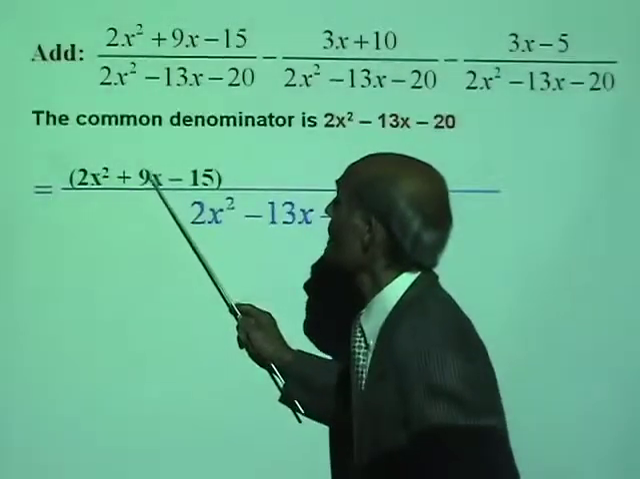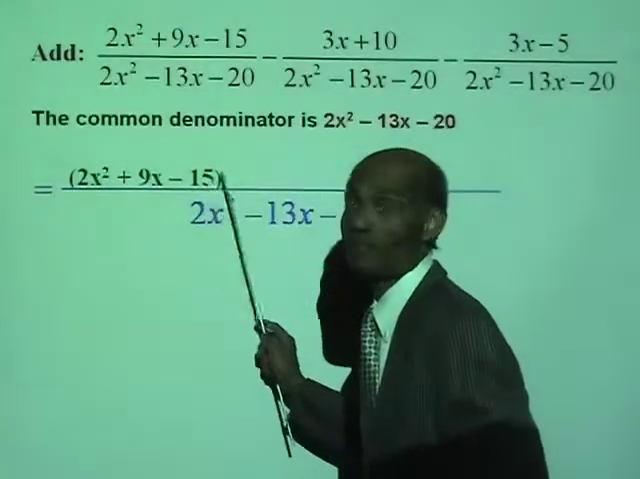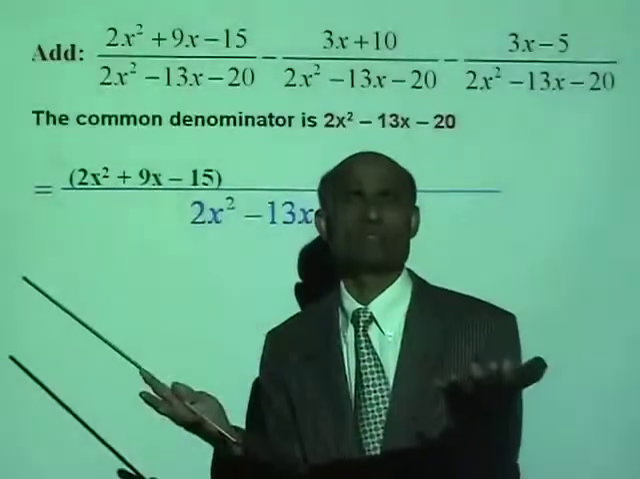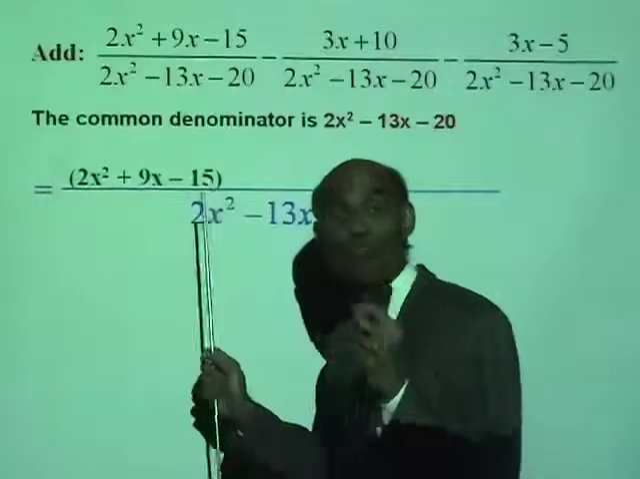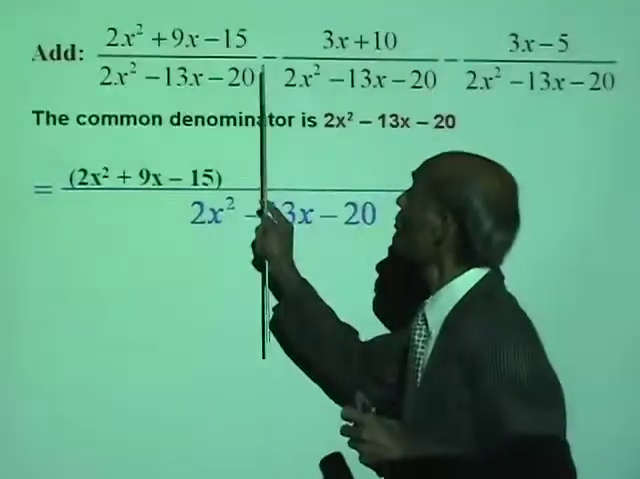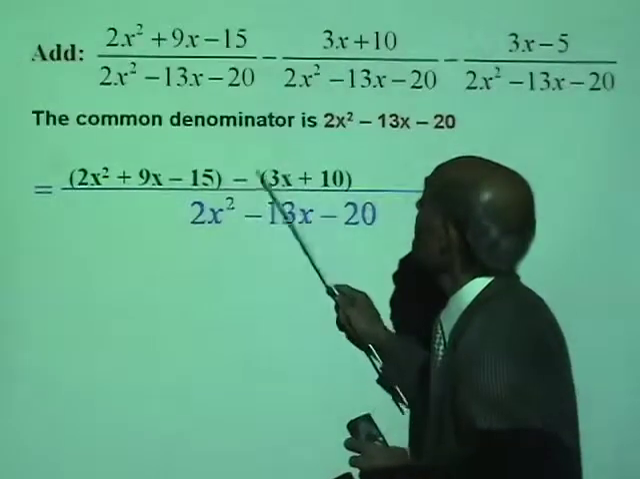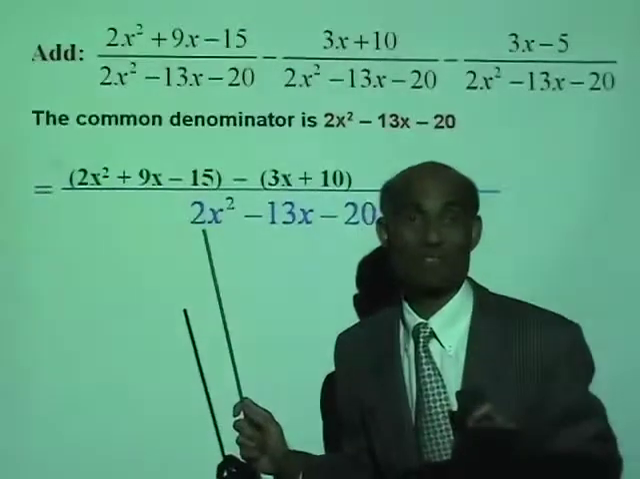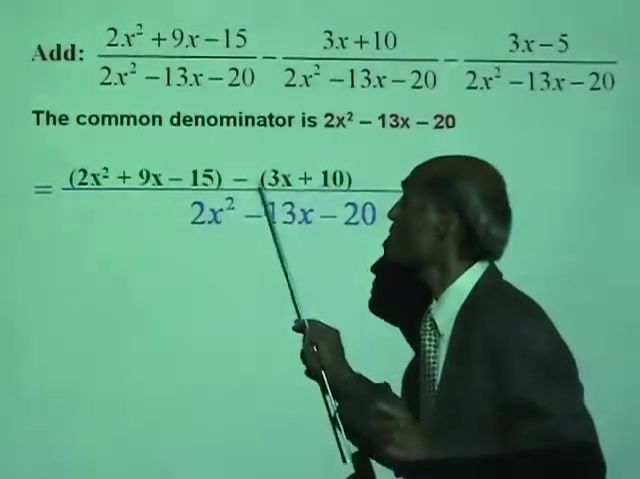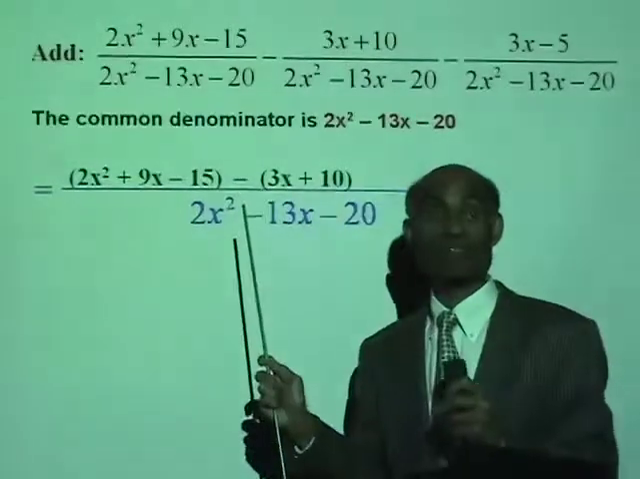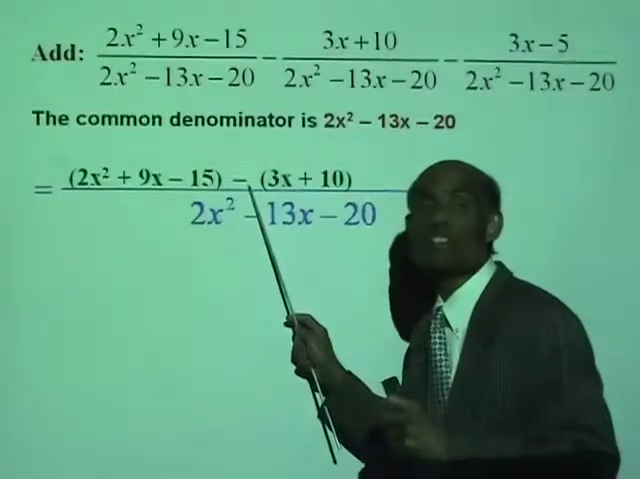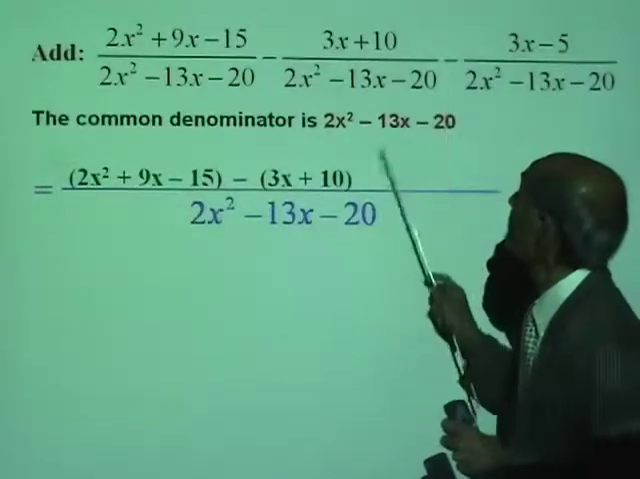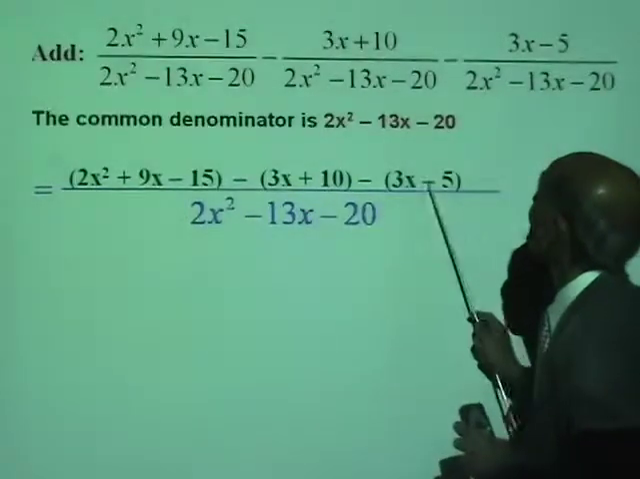So 2x squared plus 9x minus 15. I have used the parenthesis there just because I don't want to discriminate, but you don't need a parenthesis for the first quantity. Followed by the minus sign, minus the quantity 3x plus 10. You require that parenthesis. You should never write this quantity after the negative sign without a parenthesis. What does it mean? This negative sign belongs to each of these terms. Similarly, minus the quantity 3x minus 5.